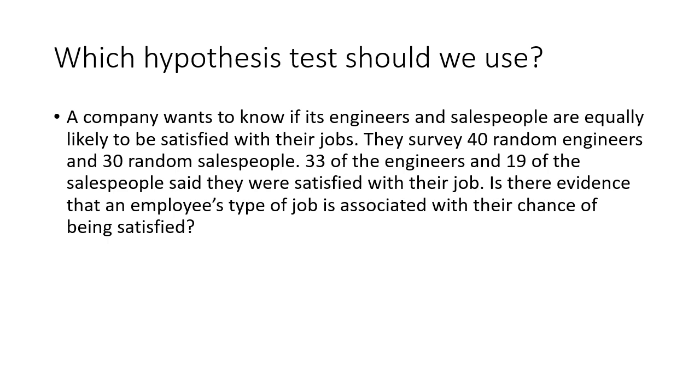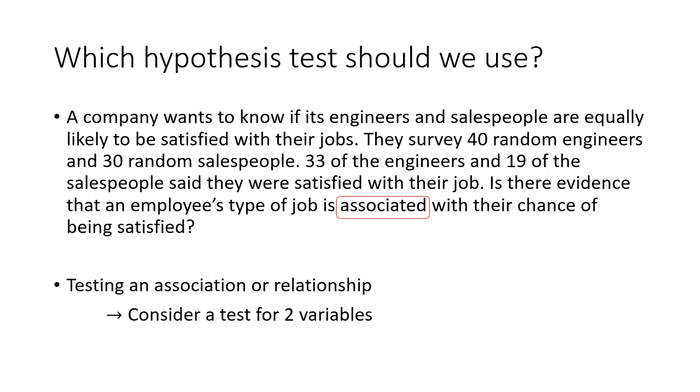The first thing that I notice about this problem is the word associated. That tells me that we're investigating an association or a relationship. So we want to consider using a test for two variables, either a two-proportion z-test or a two-sample t-test.